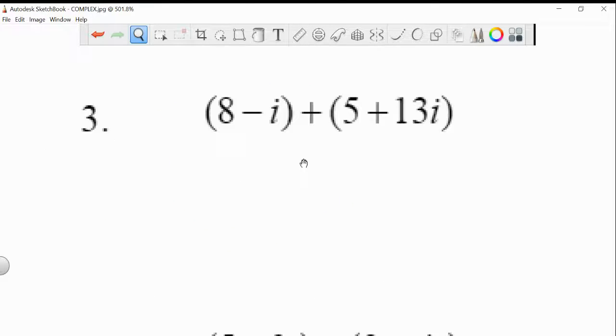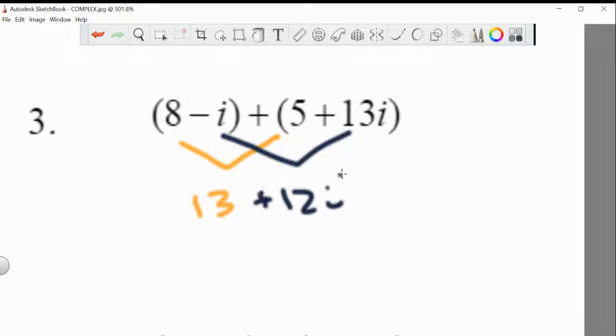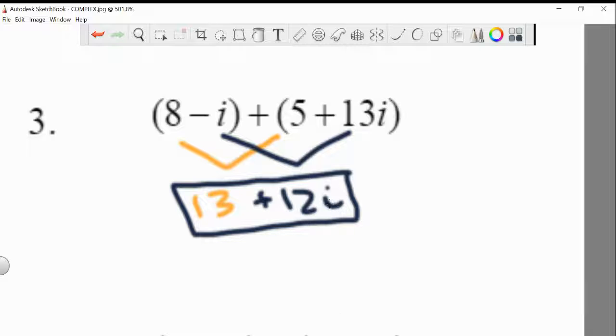All right, number 3. These questions are a piece of cake, especially the addition ones. 8 is a real number, 5 is a real number. You add those two together, you get 13. Then we've got negative i and positive 13i. We can add those two things together. That's basically 13 apples and a negative apple, which makes 12. Not good when your math teacher is making mistakes. But there we go. 13 plus 12i, and that is the whole thing.